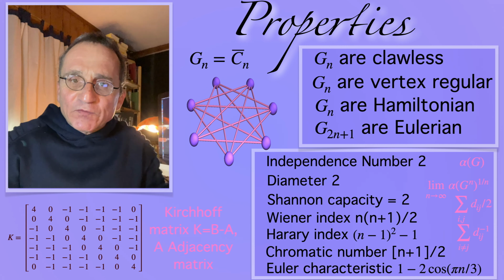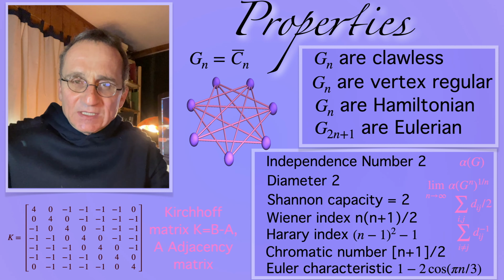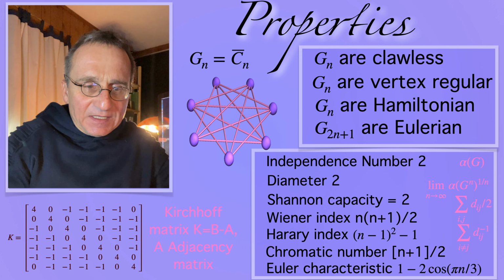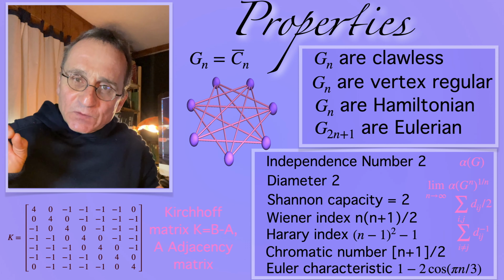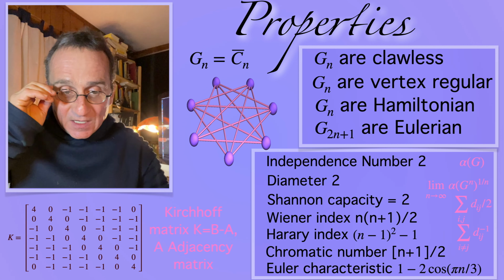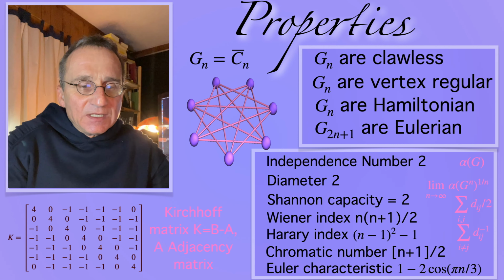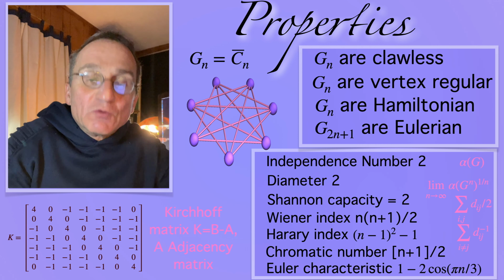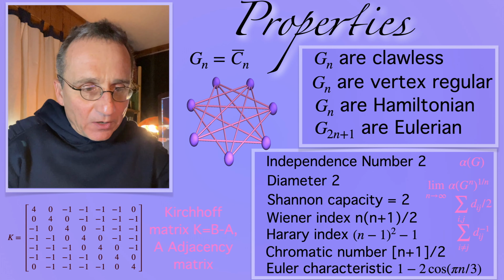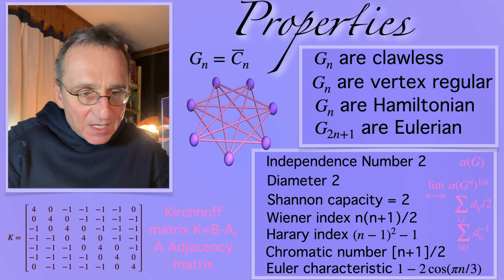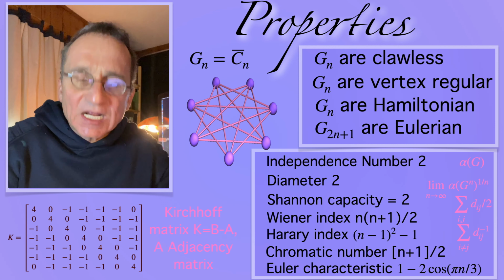First of all, from a graph theoretical point of view, they are claw-free graphs. So the dual has no induced triangles. It is vertex regular, so the vertex degree is constant. It's Hamiltonian. All the G_n are Hamiltonian. The G_{2n+1} are Eulerian because the vertex degree is 2n, so it's even, by the Euler-Hierholzer theorem. Independence number is 2, diameter is 2.